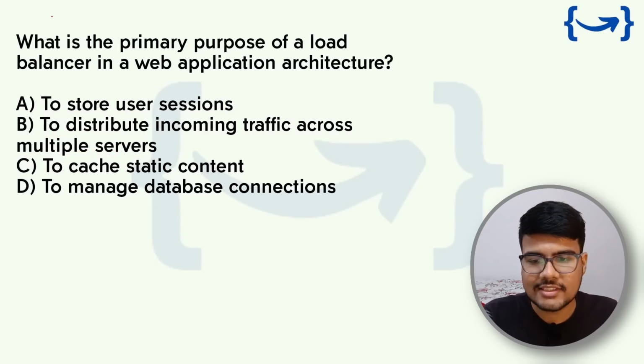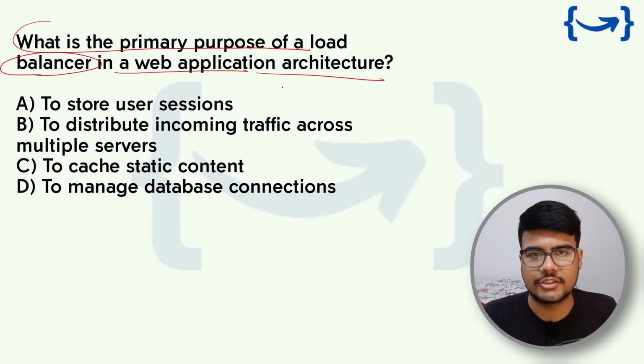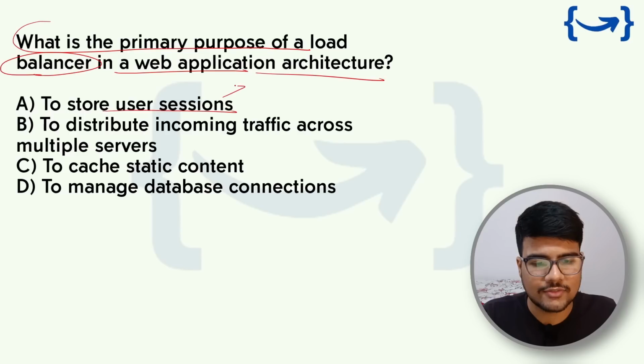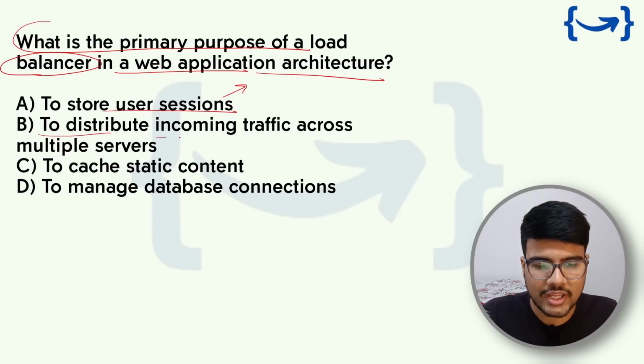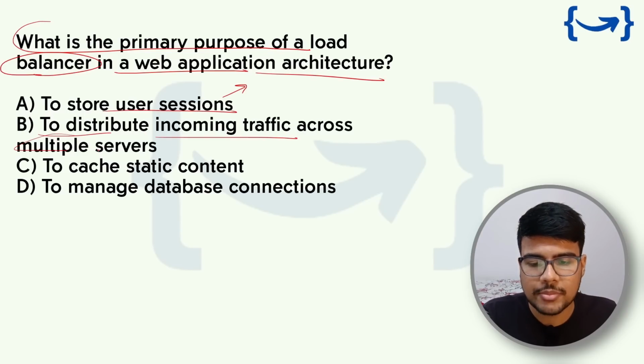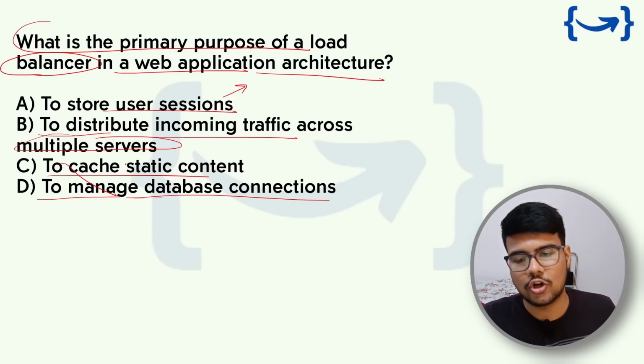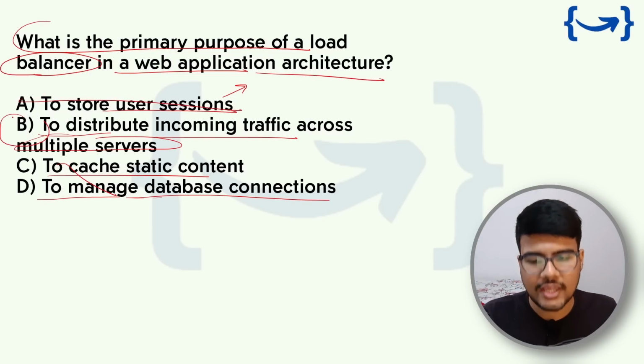Now, what is the primary purpose of a load balancer in a web application architecture? If you are from CSE and you might have studied cloud computing, this question is just a cakewalk. To store your user session, no, it is for cookies. To distribute incoming traffic across multiple servers, it makes sense. To cache static content, no. To manage database connections, no. So C and D are not the option. A is not the option. So B is the right option.